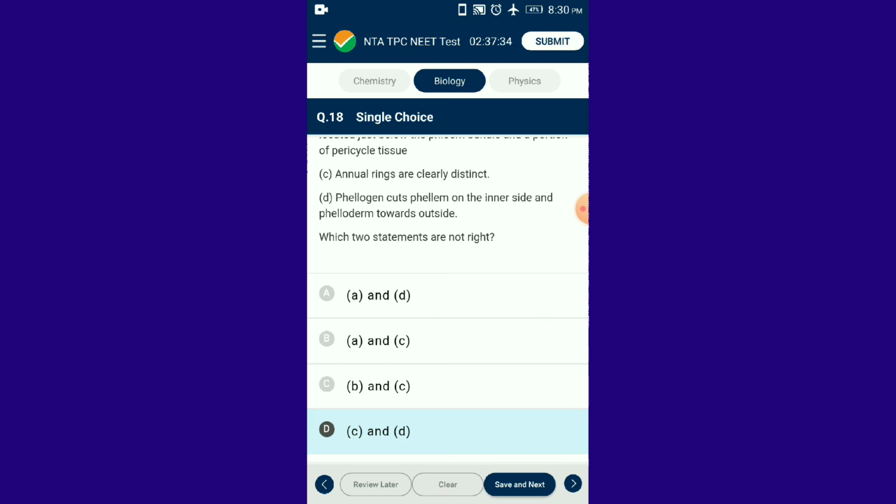Of the given four statements, C and D are not right. Annual rings are clearly distinct is given. Phellogen cuts phelloderm on the inner side and phellem towards the outside is given. Statements C and D are wrongly given, because the vascular cambium is completely secondary in origin in dicot root, as no intrafascicular cambium is present. Vascular cambium develops from the tissue located just below the phloem bundle and a portion of pericycle tissue. In roots, the annual rings are not observed or not clear because inside the soil the temperature usually remains the same through the year. Phellogen cuts phellem on the outside and phelloderm towards the inside. Hence, C and D statements are incorrect.